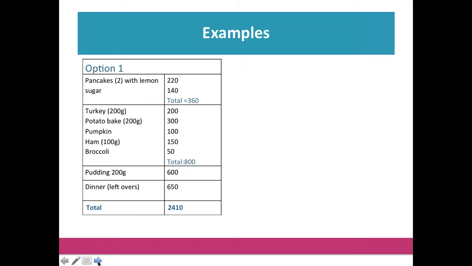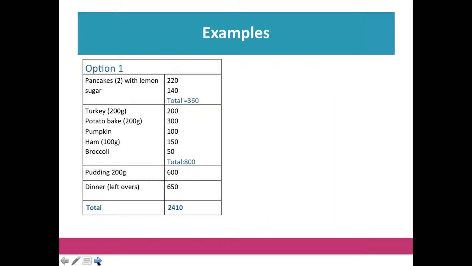And you're looking at about 360 calories for 2 pancakes, some sugar, and that's actually not that much. Sometimes I probably would have had more than 2 pancakes. For lunch, a bit of turkey, a bit of potato bake. My auntie makes the best potato bake, some pumpkin, bit of ham and some broccoli, and that's actually quite a tame lunch, really, for Christmas Day. Bit of pudding for afternoon tea, and then dinner we generally would have leftovers from the lunch.